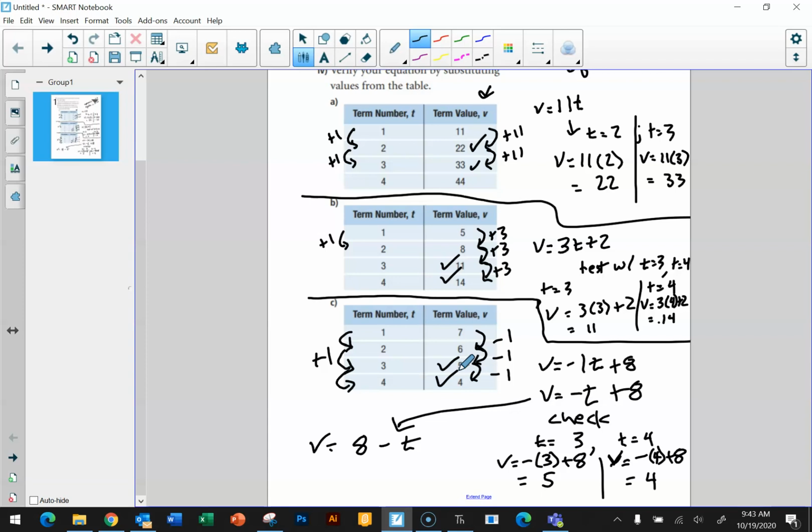So hopefully that gives you a little bit more information on how you can build your expressions and your equations based upon a table of values. And you know that you can build a table of values if they give you a picture.